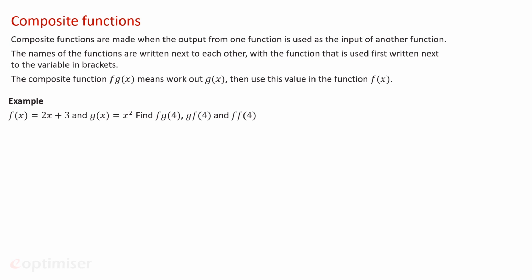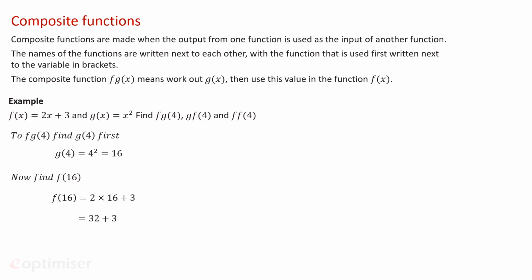So g of 4 means you consider the g function, place the x value and find the value. Then you give that whole thing as the input for the f function if you want to find f of g of 4. So to find f of g of 4, first you need to find g(4). That is g(4) equal to 4 squared, which is 16. Now you need to give that 16 to the f function. So f of 16, you replace, and you end up with 2 into 16 plus 3, which is 32 plus 3, and you get 35.